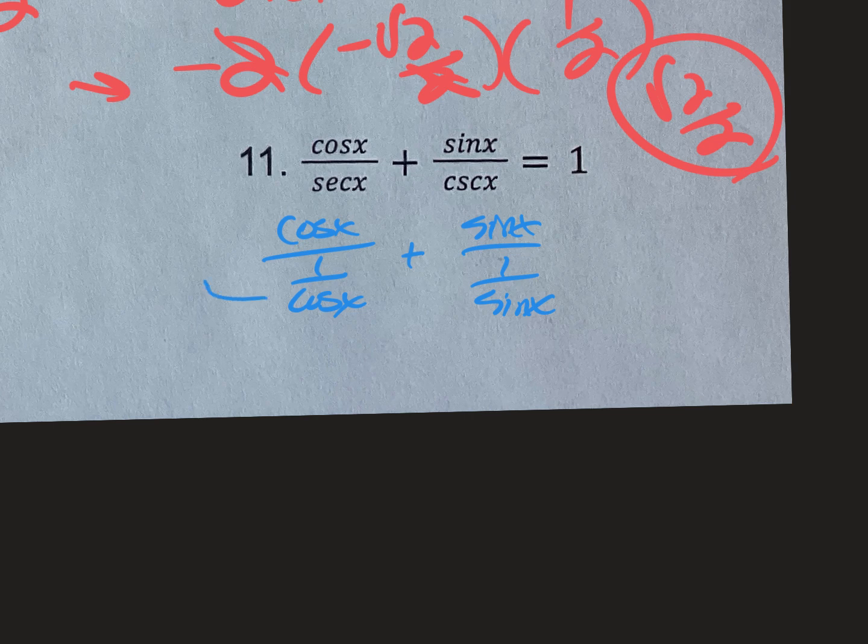If I keep change flip on this one, it's going to give me cosine squared. If I do keep change flip on this one, it's going to give me sine squared. Guess what cosine squared plus sine squared is? It's 1.